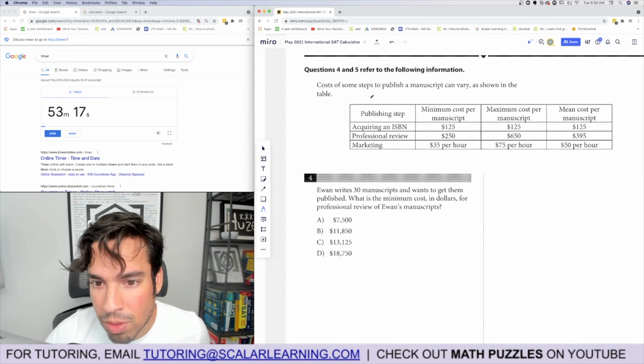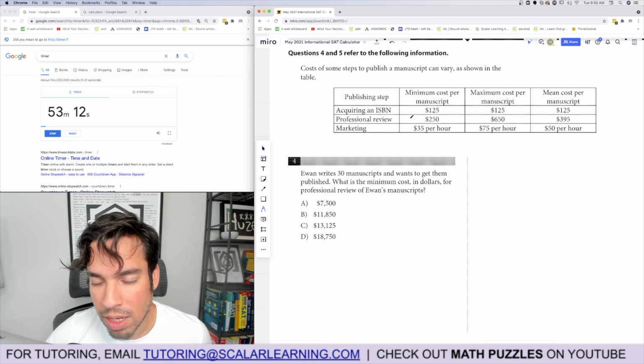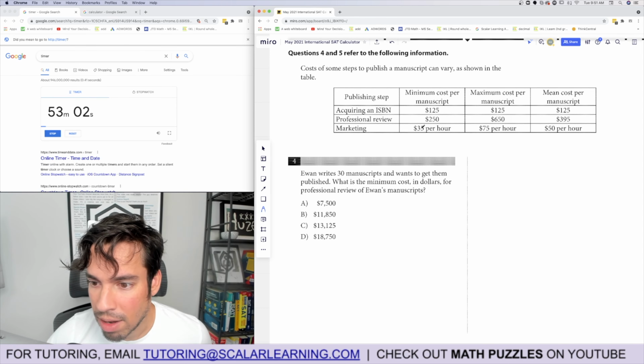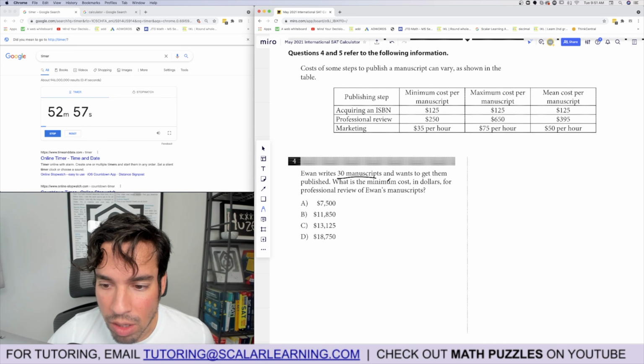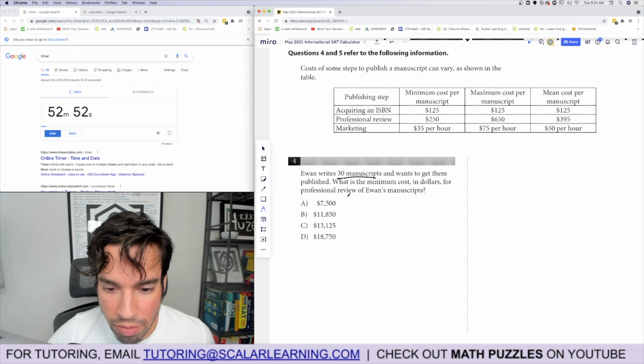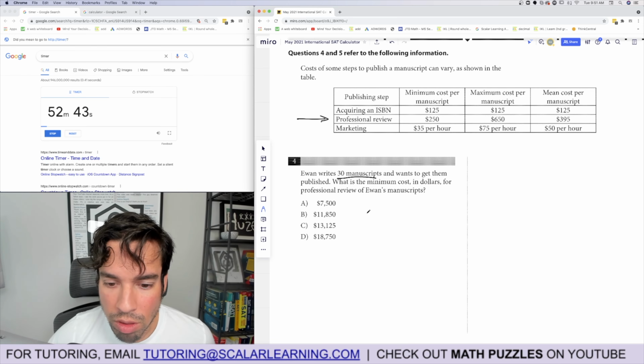Number 4, cost of some steps to publish a manuscript can vary, as shown in the table. So acquiring an ISBN, that's the little barcode number. Minimum, maximum cost per manuscript. Oh, it's the same. Okay, got it. Minimum, maximum, average, got it. Evan writes 30 manuscripts and wants to get them published. What is the minimum cost in dollars for professional review? Okay, so professional review, we're talking here. What is the minimum cost in dollars of professional review of, okay, so 30.